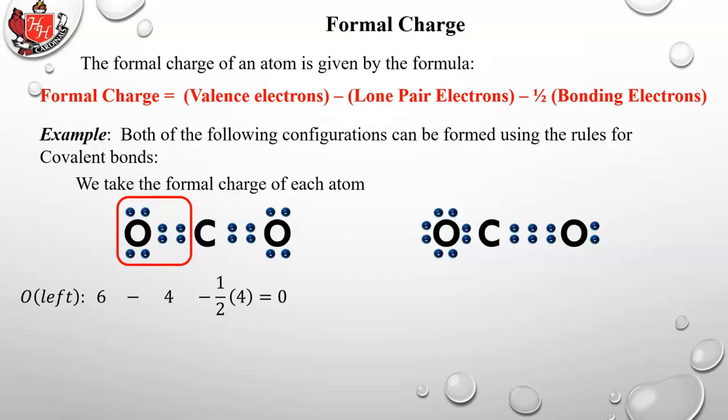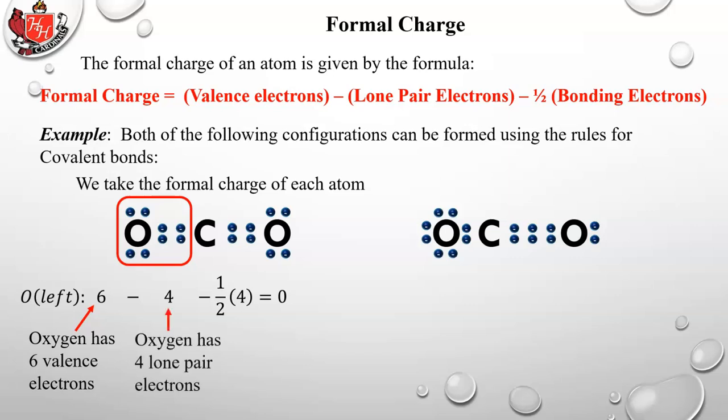What that means is in this bond, the 4 and half of the 4, which is 2, should be equal to the number of electrons that oxygen naturally feels. So we see that that does turn out to be 0. So oxygen feels very comfortable with this type of electron arrangement. So oxygen has 6 valence electrons. Now the oxygen in this particular bond has 4 lone pair electrons. And you take half of the bonding electrons, that's 2, and if you subtract those out, you get 0.